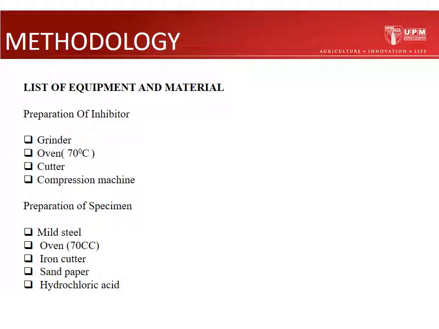For the methodology part, this is the list of equipment and materials that have been used in these studies. For the preparation of inhibitor, we use a grinder, oven at 70 degrees Celsius, cutter and compression machine. And for the preparation of specimens, we use mild steel, oven at 70 degrees Celsius, iron cutter, sandpaper and hydrochloric acid.